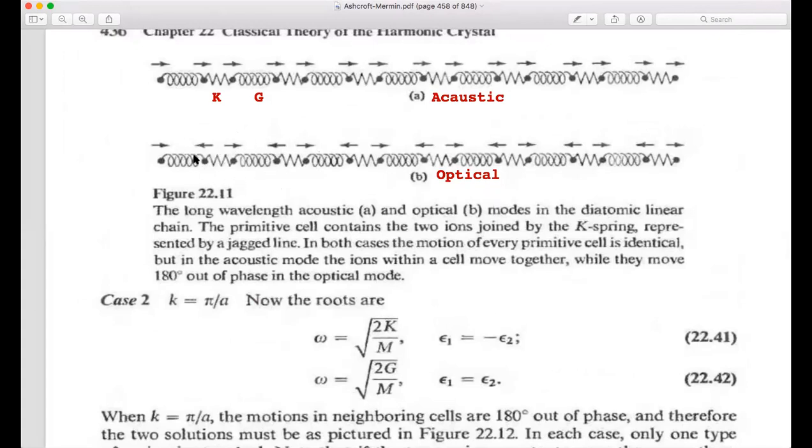And what do the atoms in the same cell do? Now for the optical branch, remember, we got epsilon 2 by epsilon 1 to be minus 1. So they would be moving out of phase. So these two atoms, these are in the same cell. This is the K spring. They are moving out of phase. So when this goes this way, this atom in the same cell goes this way. But whatever this cell does, exactly the same thing. So these two atoms would do exactly the same thing as these two atoms. So this is the k equal to 0 or long wavelength optical mode.